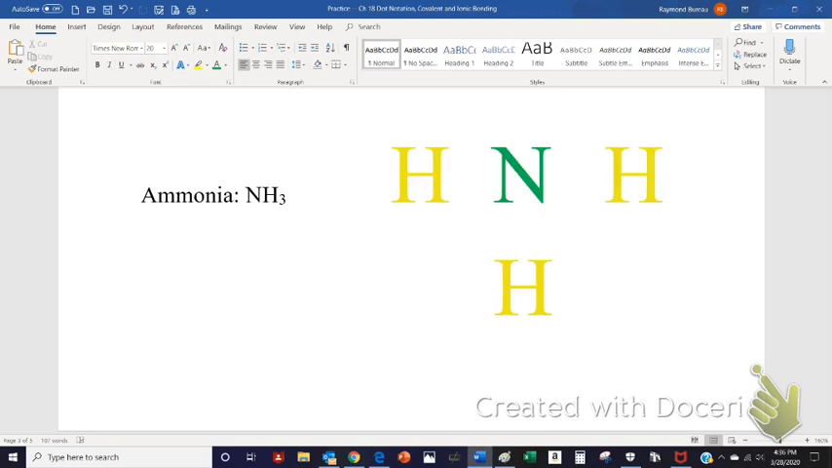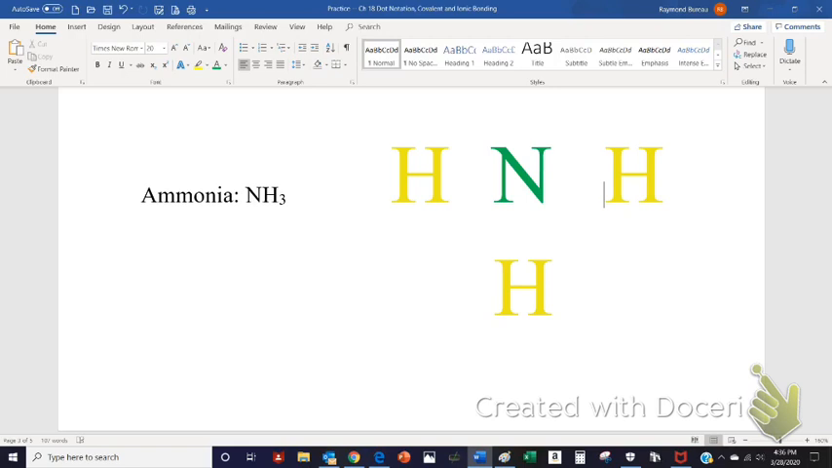You might have noticed that I had 3 N's and 1 H, and I paused to change it to get it correct, because ammonia is NH3, so 1 nitrogen and 3 hydrogens. So we'll go ahead and we'll start with the hydrogen.